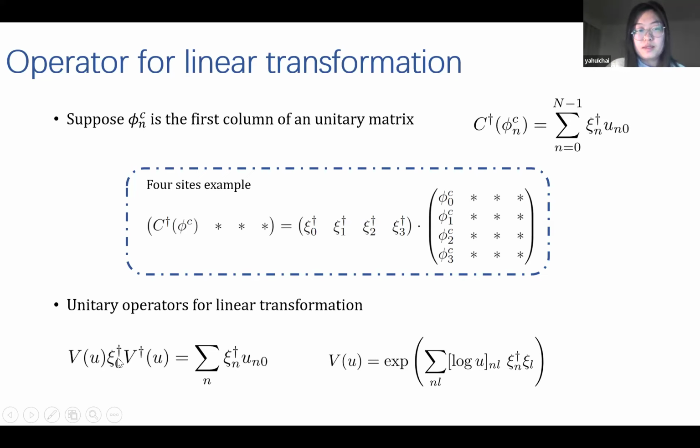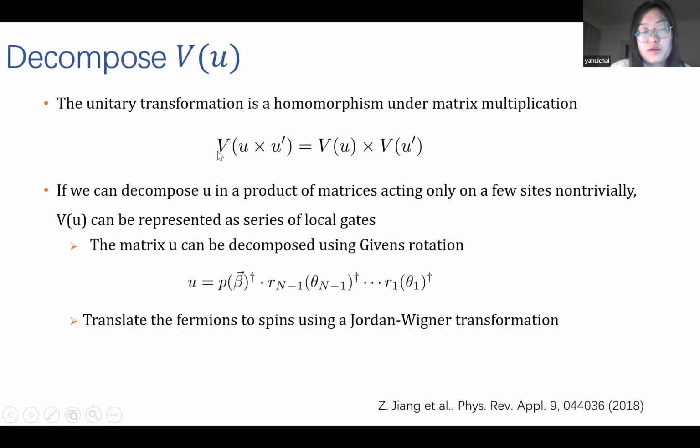But the next problem is how to realize V_U using a quantum circuit. Because V_U is very non-local, it's a huge unitary operator, and we do not want a very deep circuit depth. Here the operator V_U has a special property: it's a homomorphism on the matrix multiplication. So if we can find a decomposition of U into some local matrices, then we can also find a decomposition of V into some local unitary operators. And luckily, we can decompose U using Givens rotations into some local matrices.